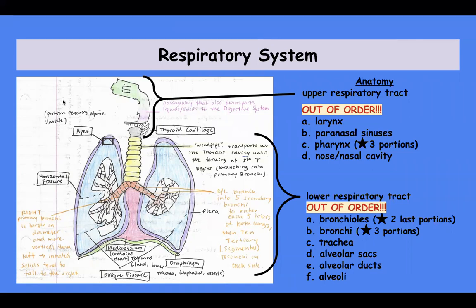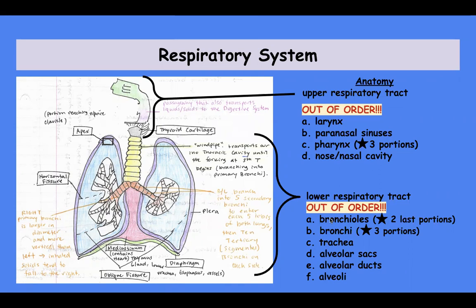I see a question in the chat. Sorry, I didn't catch the order of the upper tract. Oh, we will go over that on the next slide. We'll go over both the upper respiratory tract order and then the lower respiratory tract. What we're doing now, I'm so sorry, I had to unshare my screen for a minute to fix something. So here is the incorrect order.